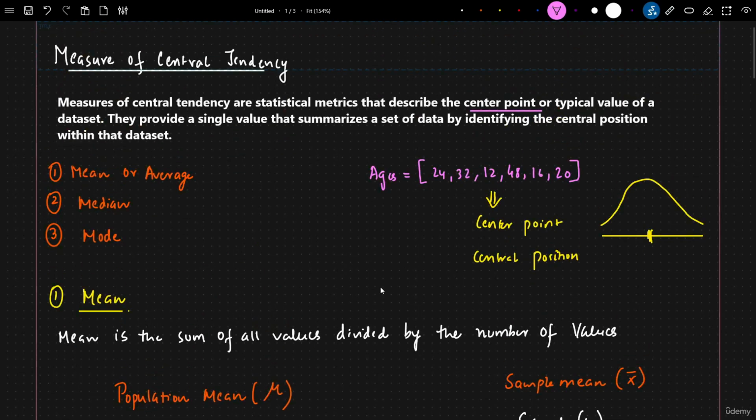So I hope you like this particular video. I hope you were able to understand each and everything out here, right? And this was about measures of central tendency. In the next video, I'm going to discuss measures of dispersion, right?